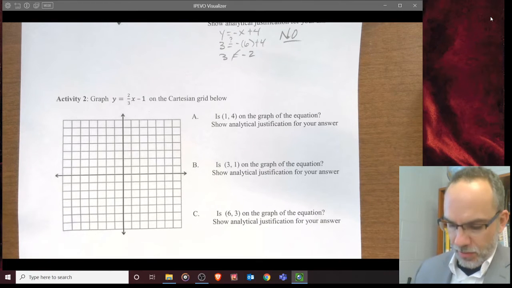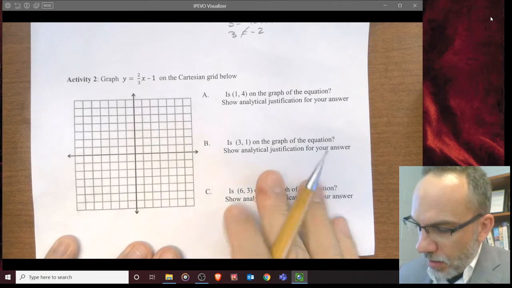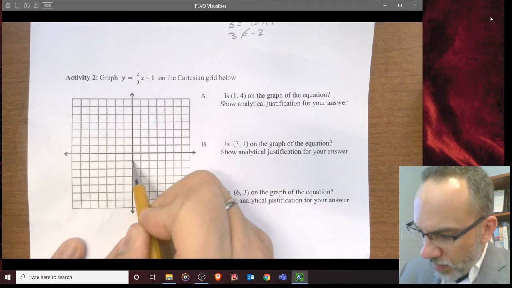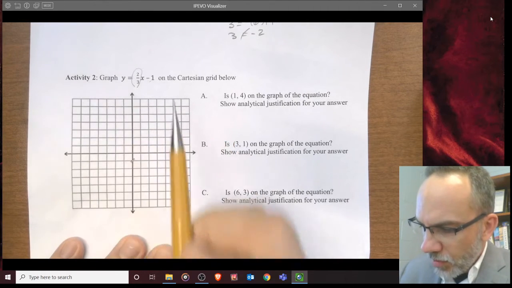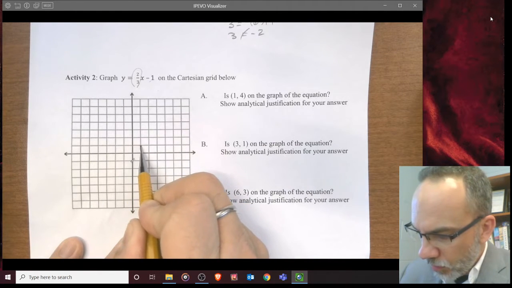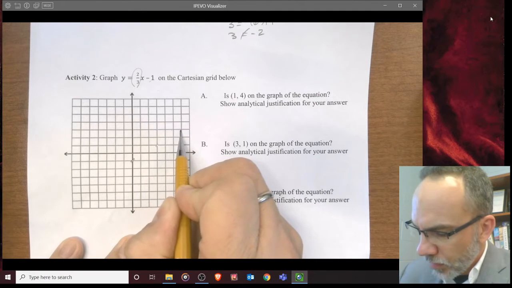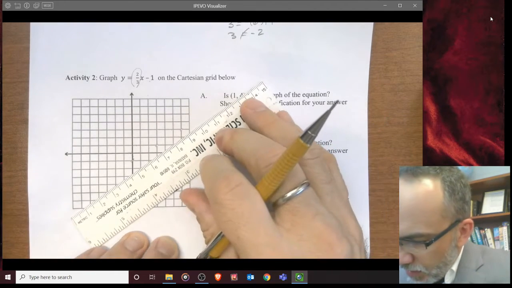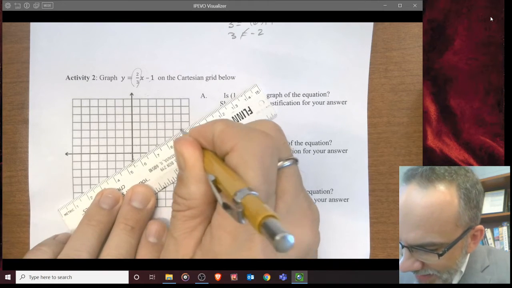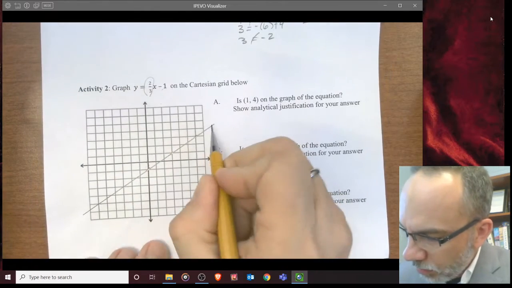Graph that on the Cartesian grid below and do the same thing. Well, all right, so I'm going to plot the y-intercept here of negative 1. So I'm going to go down 1. That's that location there. And then my slope is 2/3, which means I'm going to go up 2 and then right 3. So up 2 and then right 1, 2, 3. There's a point. And do it again. Up 2 and then right 1, 2, 3. There's a point. Okay, now get out my straight edge. And let's see if I can graph that neatly. I need to be very, very precise on these graphs. You should too. You'll find out why in a moment.